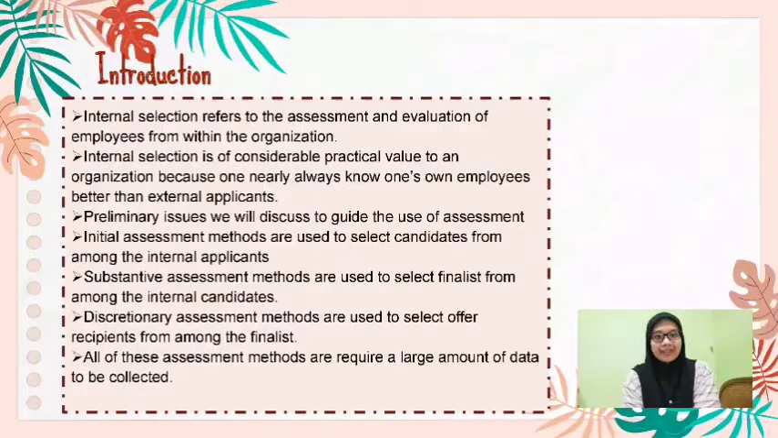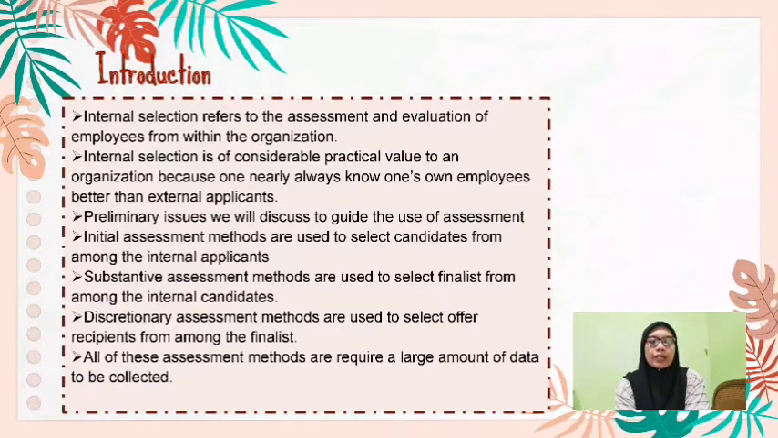selection. The introduction for internal selection: it refers to the assessment and evaluation of employees from within the organization as they move between jobs via transfer and promotion systems. Bermakna penilaian dan pemilihan pekerja melalui sistem pertukaran dan kenaikan pangkat. Internal selection is of considerable practical value to an organization because one nearly always knows one's own employees better than external applicants, and effective internal selection decisions can motivate valued employees in any organization.